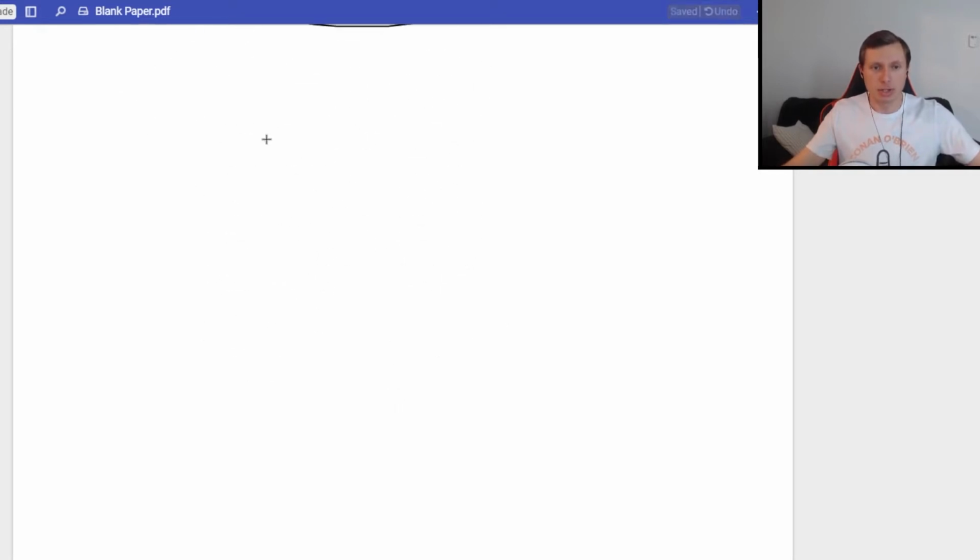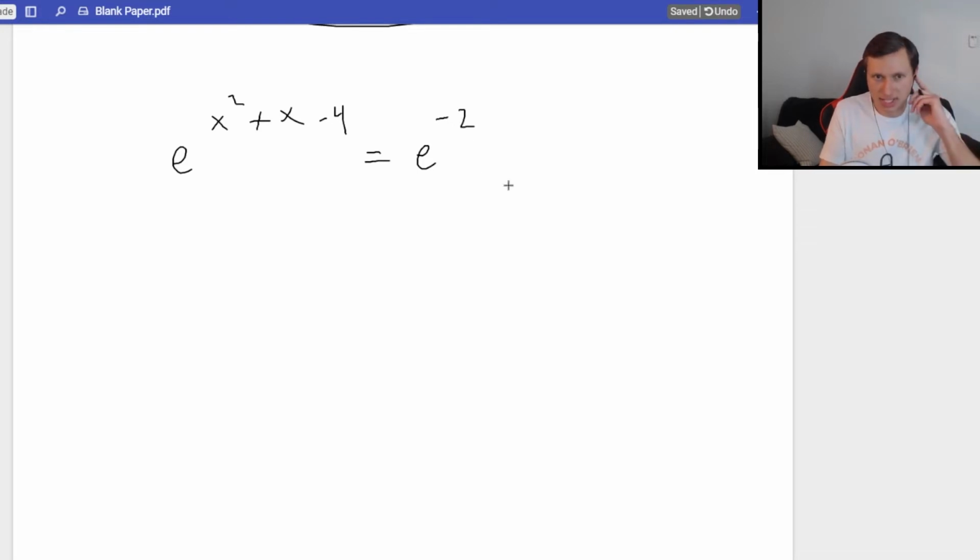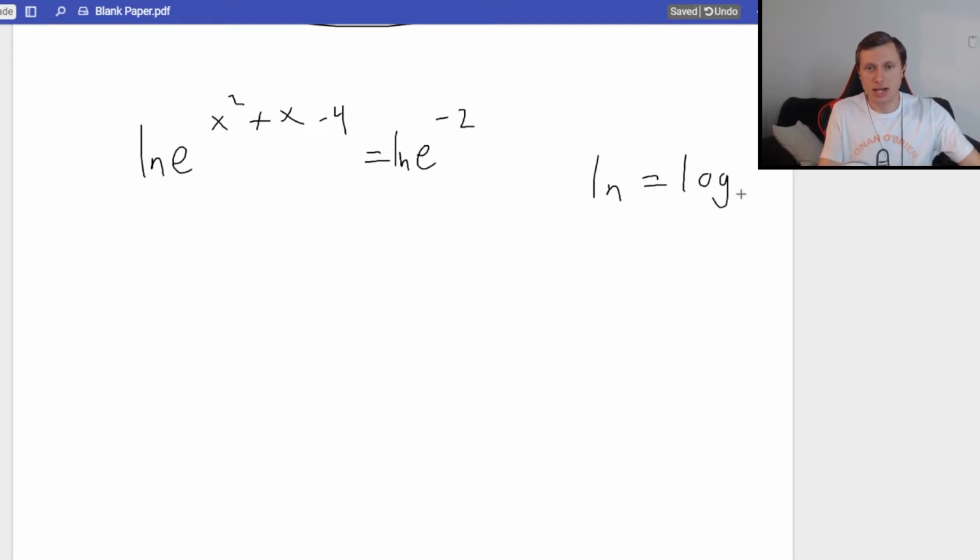In other words, we're looking at functions like this: e to the x squared plus x, let's say minus 4, is equal to, on the right, e to the, let's say, negative 2 power. So this is a slightly different example. One thing you can do is take the natural log of both sides, which, if you remember, natural log is the same thing as log base e. It's called the natural log for a very specific reason, which I'll probably talk about today.